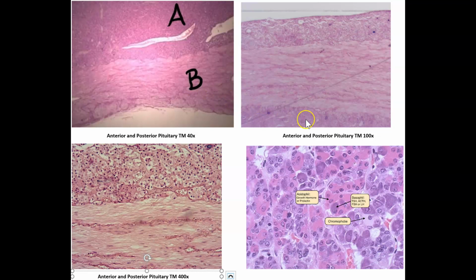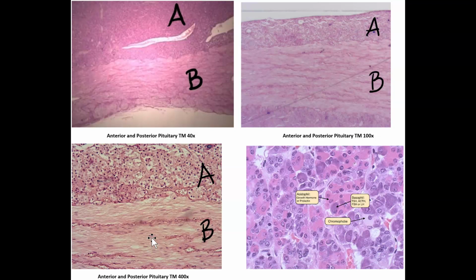Now if we switch over to the total magnification of 100, you can even more clearly see that there is more extracellular matrix here. You can see these lines that are axons of neurons. And then if we go even closer with the total magnification of 400, you can definitely see those axons. You can see some nuclei of the neurons that make up the neurohypophysis or posterior pituitary.